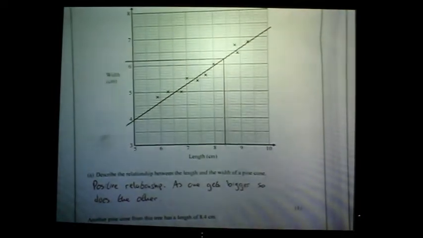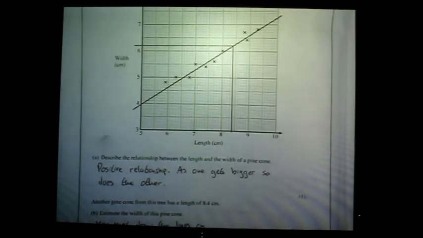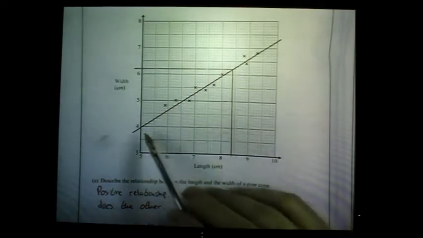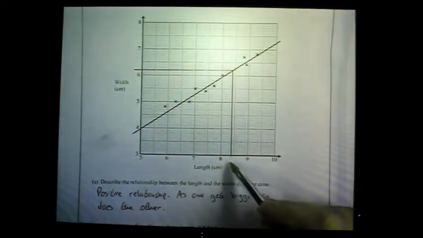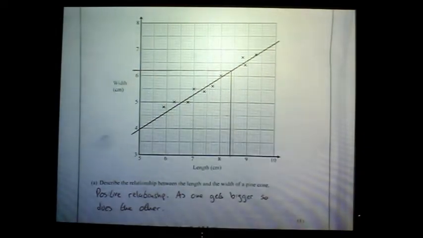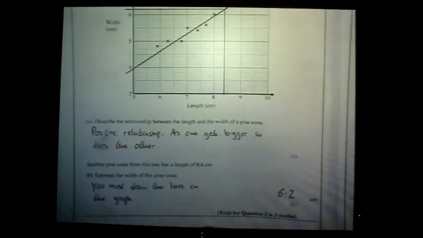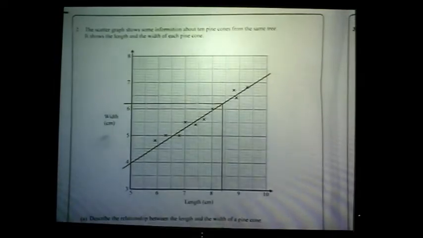Another pine cone from a tree has a length of 8.4 centimetres. You must estimate the width of this pine cone. This is where you need your line of best fit. You must have this drawn, and you must go to 8.4, which is here, draw up, hit the line and come across, and the answer I got is around 6.2. The mark scheme says accept answers between 6.1 and 6.4, so as long as you're roughly there, that will be fine. You must draw these lines on your scattergraph. If you don't, you will not get the marks for it. It's as simple as that.